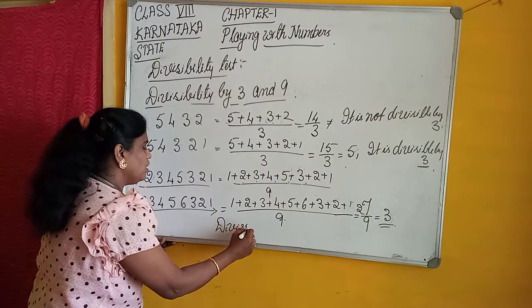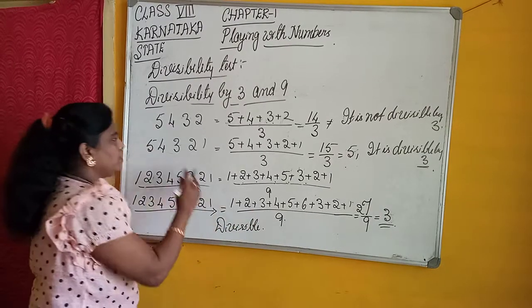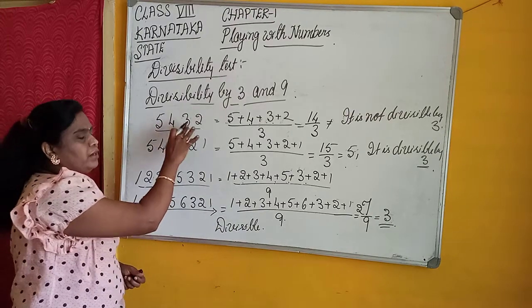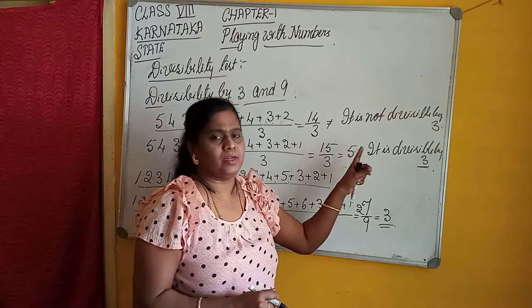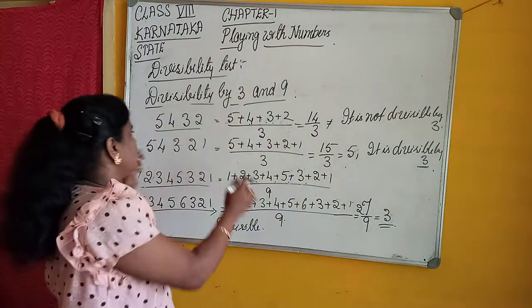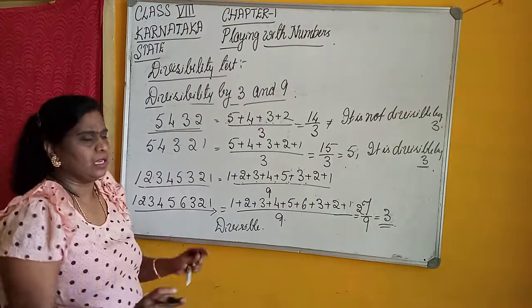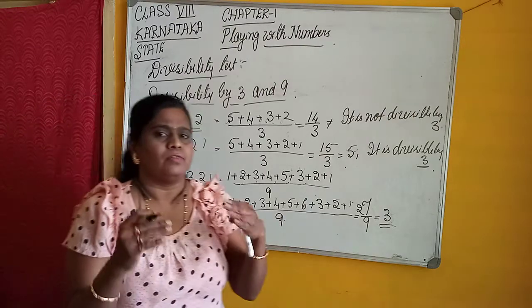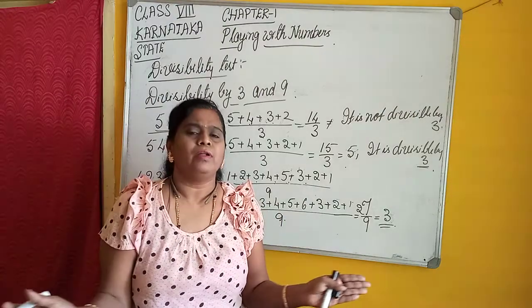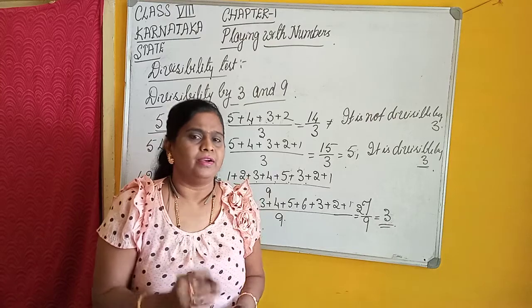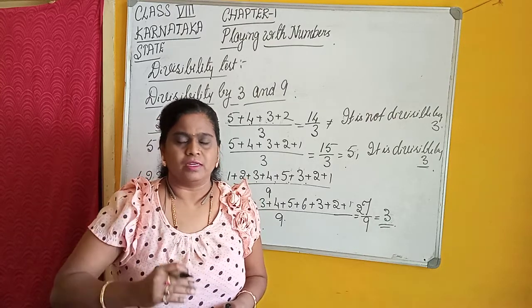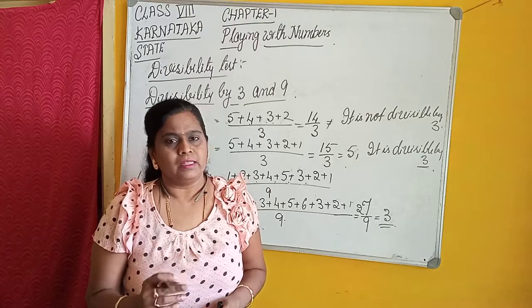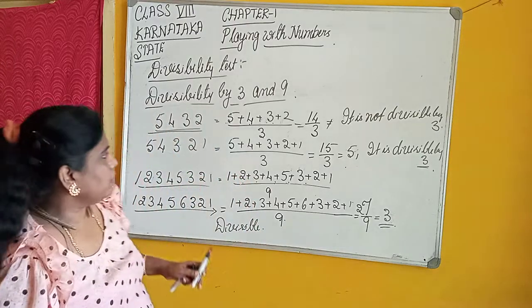Understood, students? How are we going to check? Here we have to add all the digits and check whether the sum is divisible by 3. If that sum is divisible by 3, then we can say that this big number is divisible by 3. So for the given number, we have to add all the digits and divide it by 3, or by 9. If that sum is divisible by 3 or 9, then the number is divisible by 3 or 9.